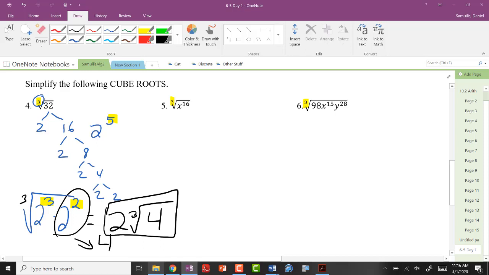My handwriting is terrible, I know. I'm sorry. All right, so 16. Is that divisible by 3? Hopefully you said no. What number is divisible by 3 that is smaller than 16?